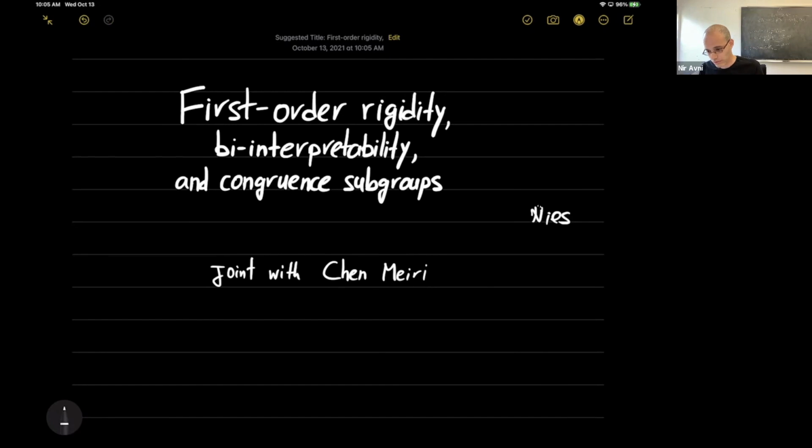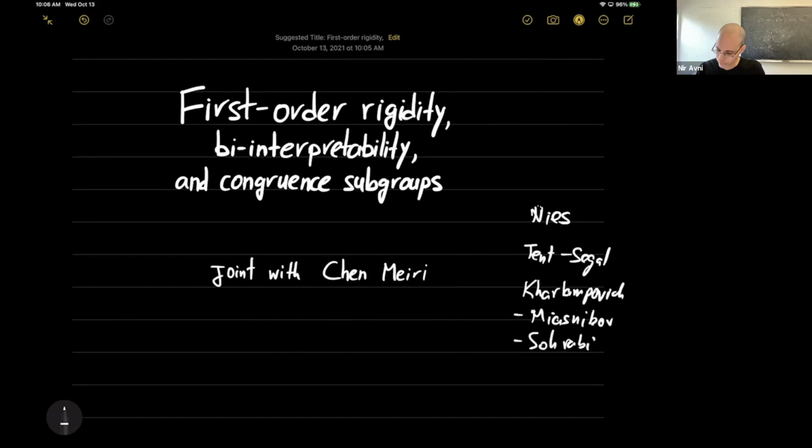There are also, again, similar works in the context of different groups than what we're going to talk about by Catherine Tent and Dan Segal, and also there's a more general work, again, the kind of rigidity that we're talking about, but in a much more general setting of rings and other algebraic structures by Khelif, Myasnikov and Sohrabi. So yeah, check it out also.